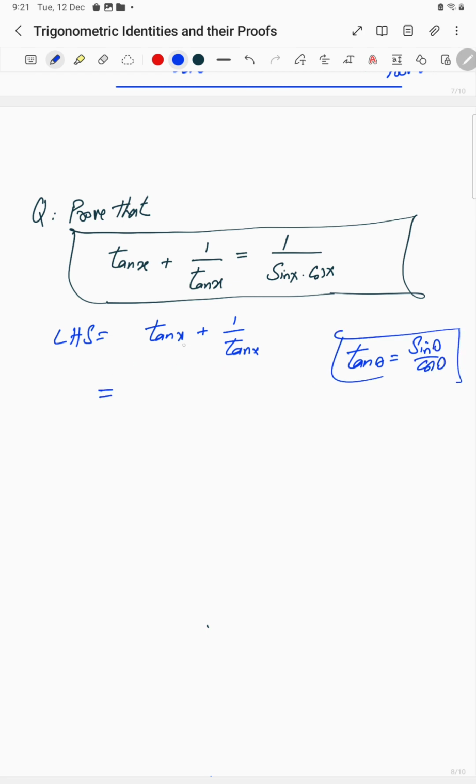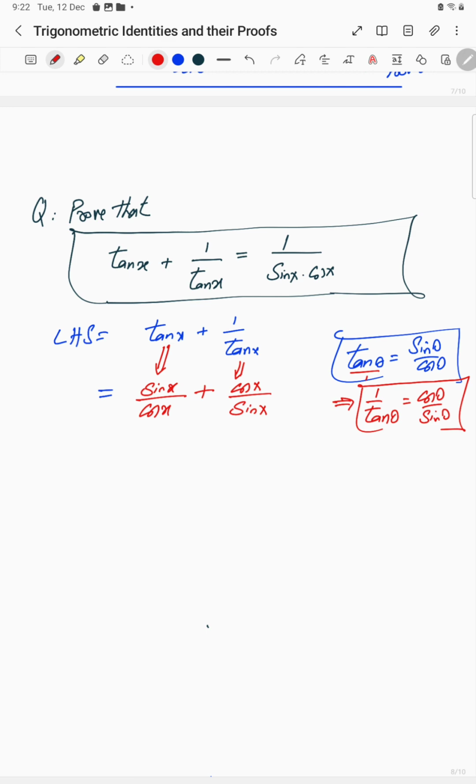So here this tangent becomes sin x over cos x, and 1 over tan, if you reverse the things, will be cos theta over sin theta. And later on I will tell you that this has a trigonometry name, that is cotangent theta, but let it be, finish here. So this becomes cos x over sin x.